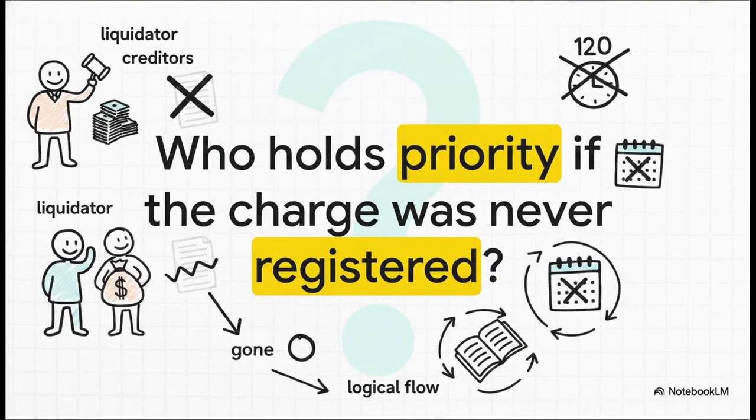I am going to leave you with that provocative thought to really test your AR-level conceptual clarity. If it wasn't registered within those maximum 120 days, remember the legal consequences we talked about. The liquidator and the creditors will completely ignore it, regardless of whether it crystallized or not. Your priority is totally gone.